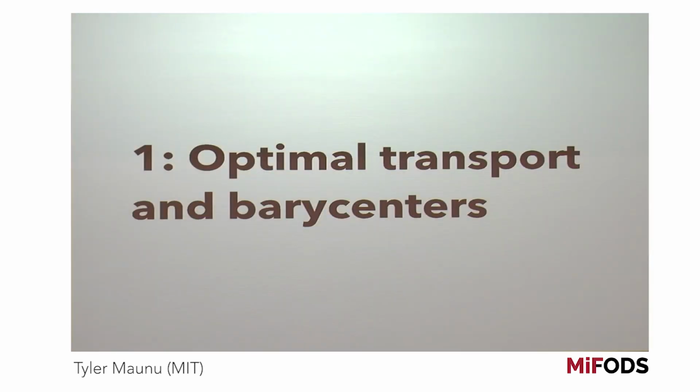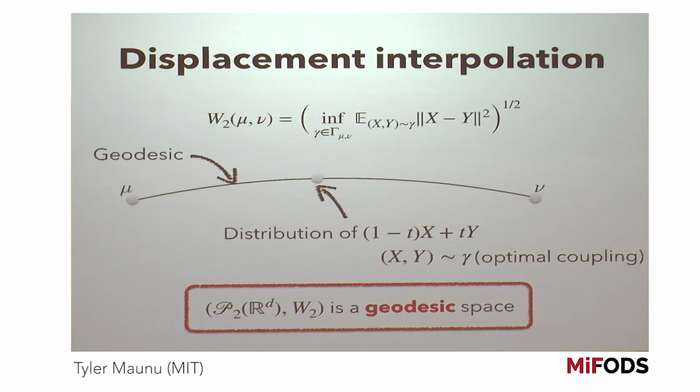Okay, so optimal transport and barycenters. To understand the averages that you actually get in Wasserstein space, we need to be able to talk about how to actually interpolate between distributions in this space. So for the rest of the talk, we'll be focusing on the 2-Wasserstein distance, which is just the distance to the power 2 inside the expectation, and then to the 1/2, of course.